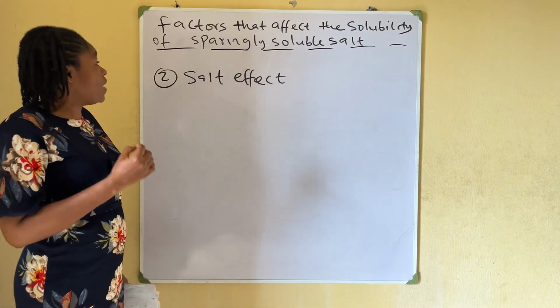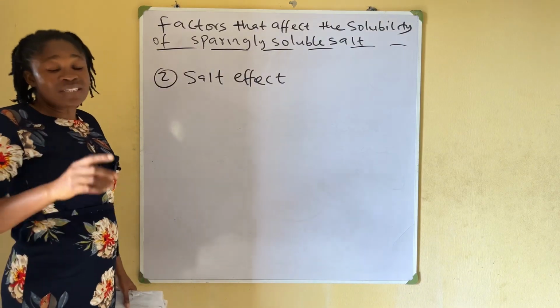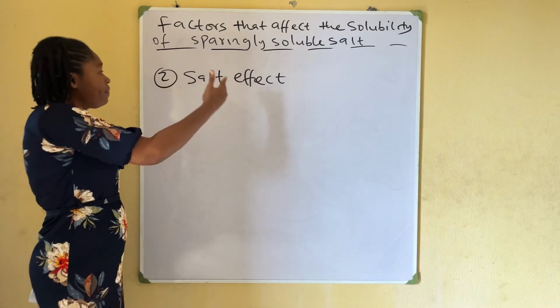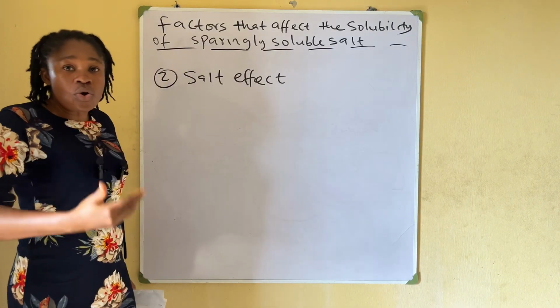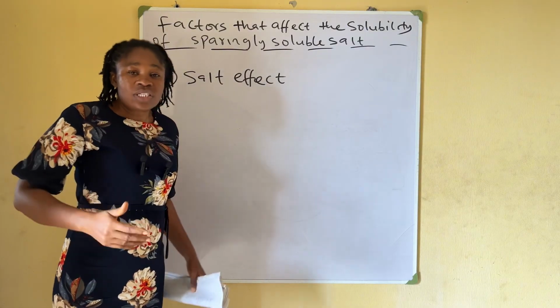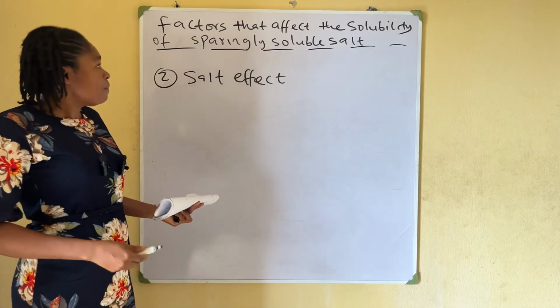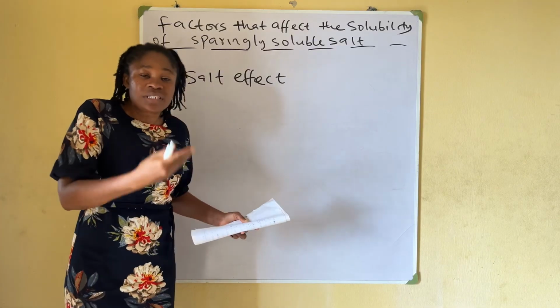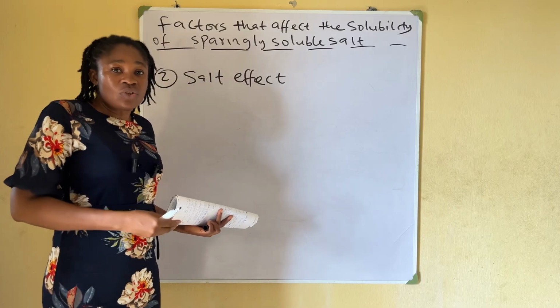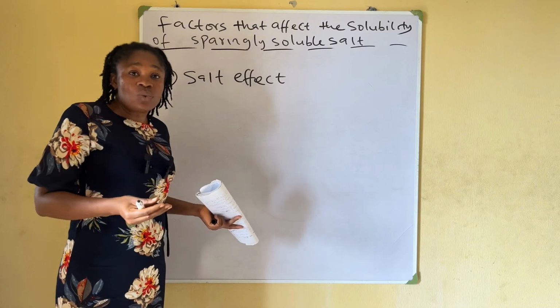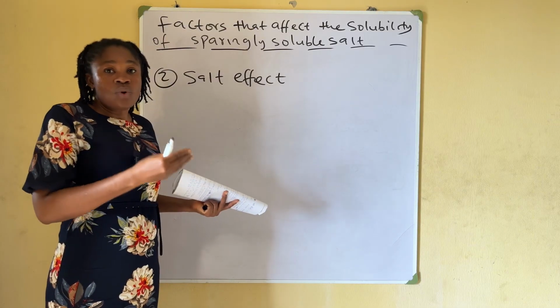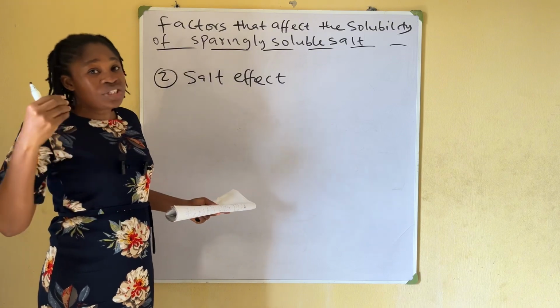Let's look at the number 2 factor that affects the solubility of a sparingly soluble salt. Number 2 is the salt effect, or what we call the uncommon ion effect. It is known that the solubility of a sparingly soluble salt increases in the presence of an ionic compound which does not have a common ion with the original compound.